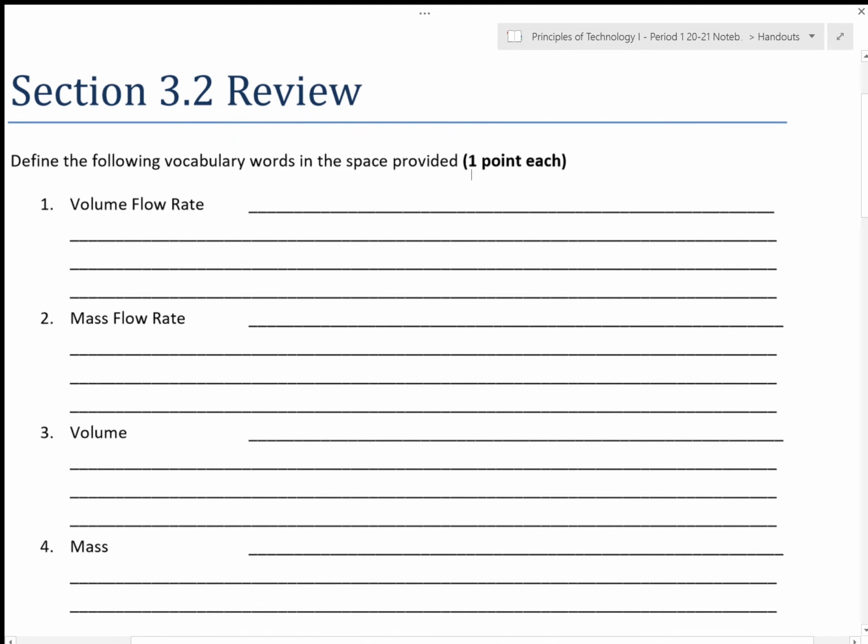Volume flow rate is the amount of volume of a fluid that flows past a point in a given time. Similarly, mass flow rate is the amount of mass of a fluid that flows past a point in a given time.